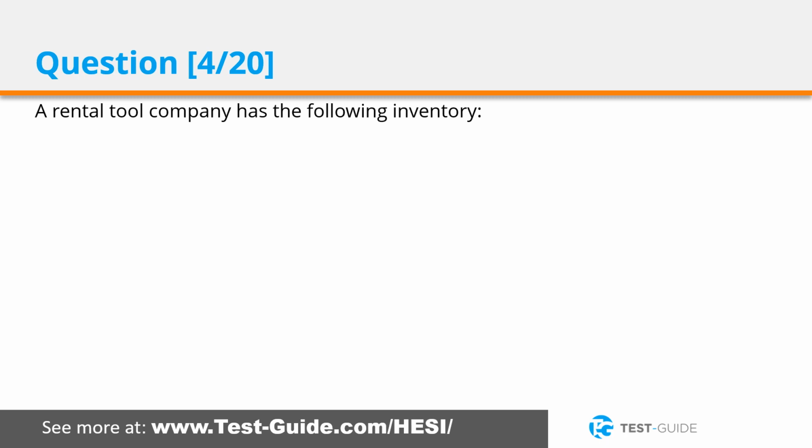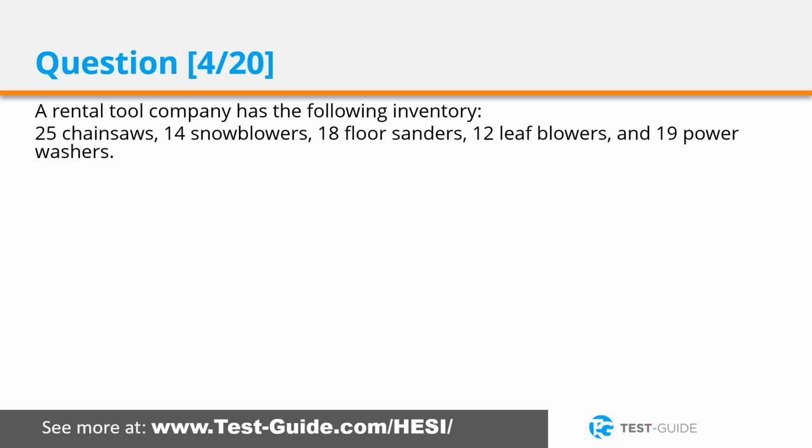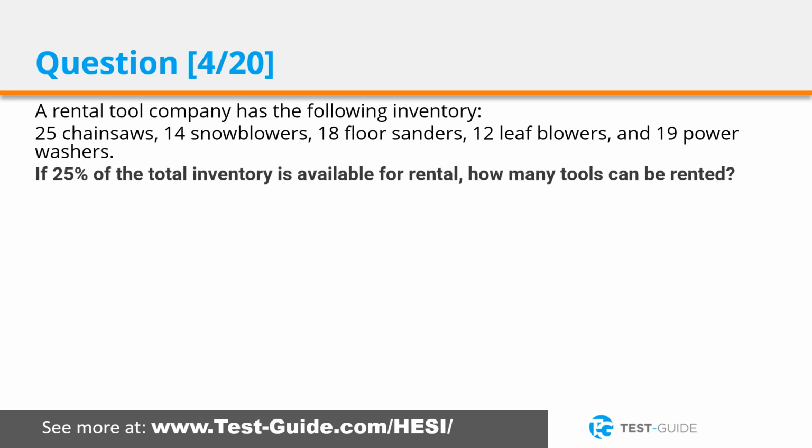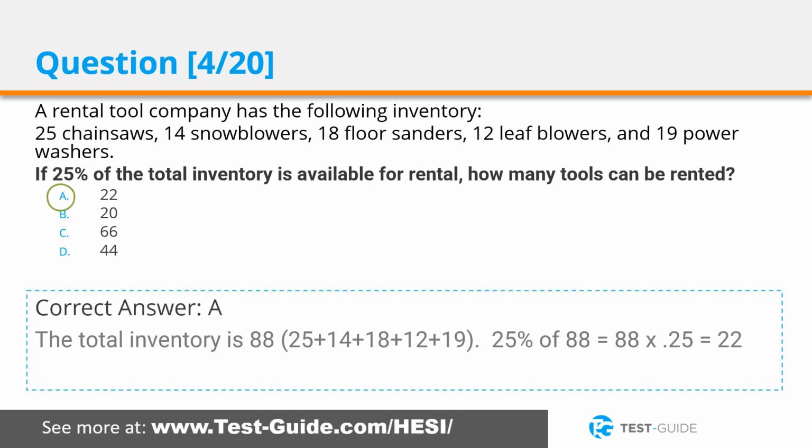Question 4. A rental tool company has the following inventory: 25 chainsaws, 14 snowblowers, 18 floor sanders, 12 leaf blowers, and 19 power washers. If 25% of the total inventory is available for rental, how many tools can be rented? 22, 20, 66, 44. Correct answer A. The total inventory is 88: 25 plus 14 plus 18 plus 12 plus 19. 25% of 88 equals 88 times 0.25, or 22.